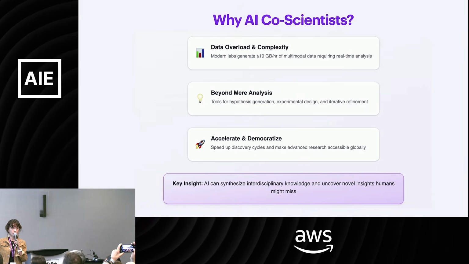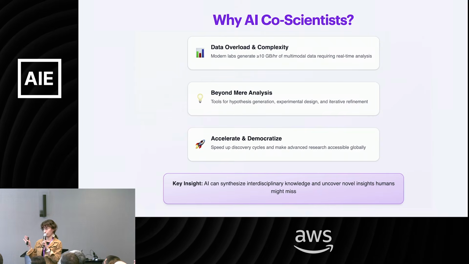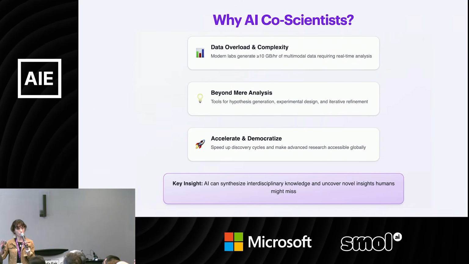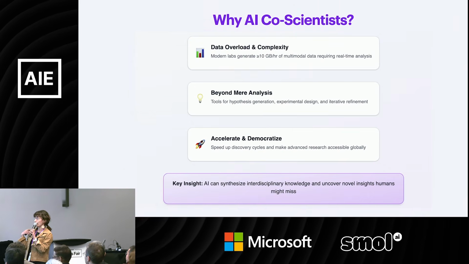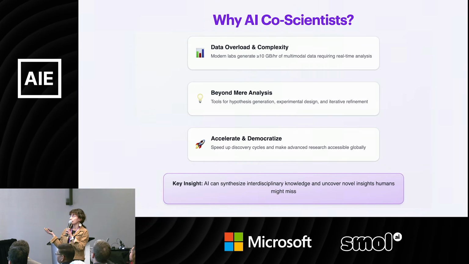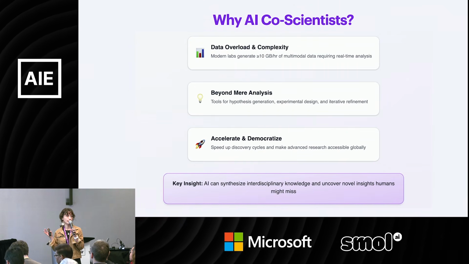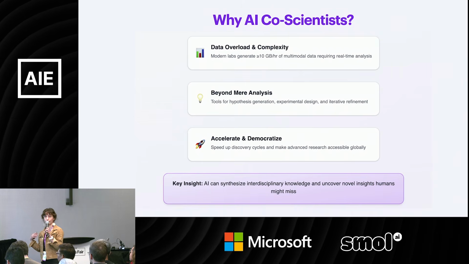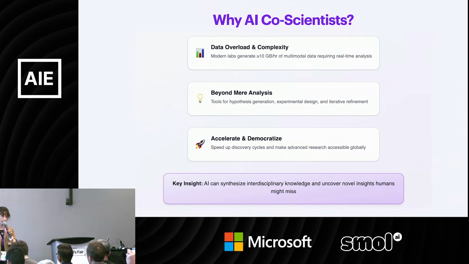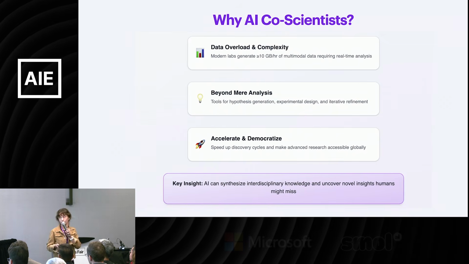Why do we care about co-scientists? We're not talking yet about real-time co-scientists, just co-scientists in general. Why should you care about it? We know that there's a data overload in science, and there's a lot of complexity, a lot of things to parse through and analyze. And AI can really help with that.